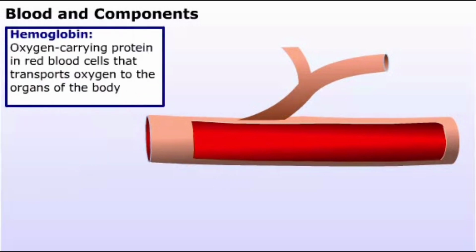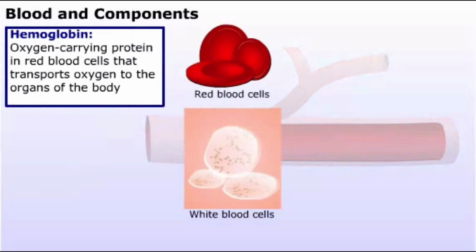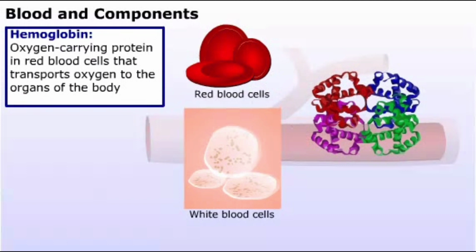The cells suspended in blood plasma fall into two groups, red blood cells and white blood cells. The white blood cells play a major role in the immune response of the body against disease and foreign cells. You'll learn about these cells elsewhere in this course. Red blood cells contain the oxygen-carrying protein hemoglobin. The structure of hemoglobin makes it very efficient at transporting oxygen, as you'll find out when we discuss the respiratory system. Now that we've examined the components of animal circulatory systems, we'll move on to look at the anatomy and physiology of the human circulatory system.